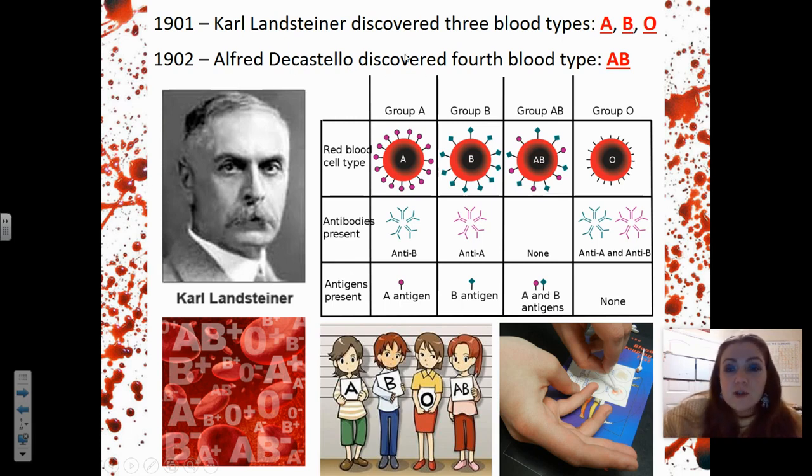Alfred de Castellello discovered the fourth blood type, the AB. Carl Landsteiner is the one we give credit for finding the blood types, but he didn't find the AB. It took another year for Alfred de Castellello to figure out that there was another one that reacted just slightly differently. So let's already talk about our blood types a little bit.